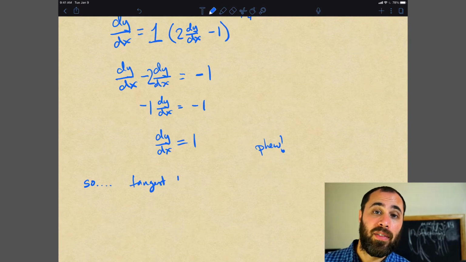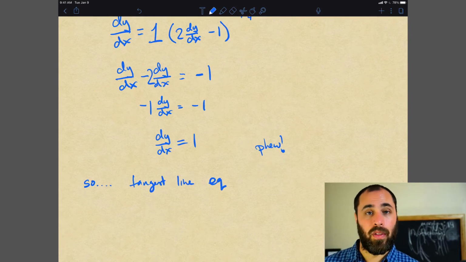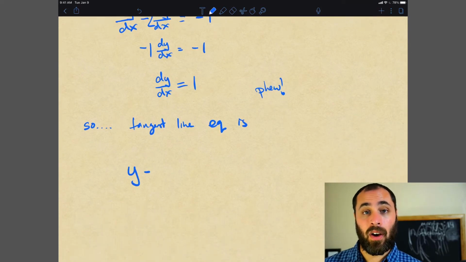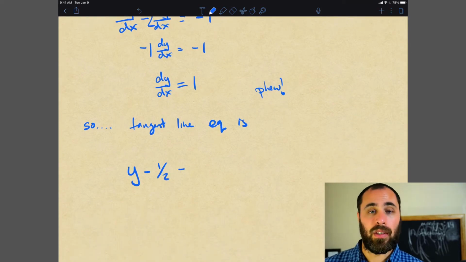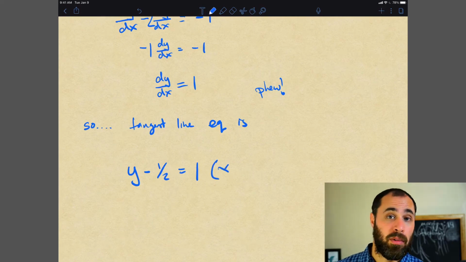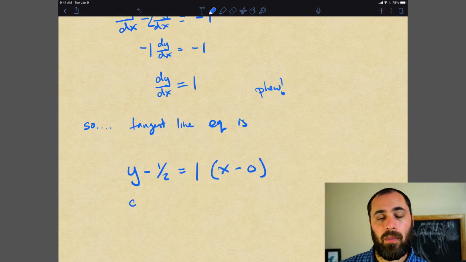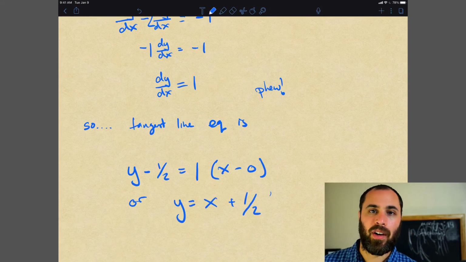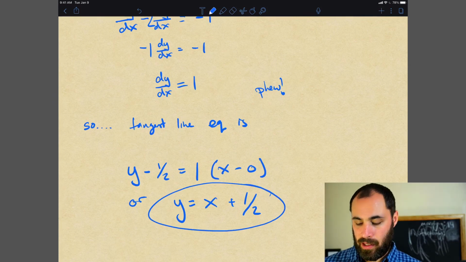We need the equation of the tangent line. So we found the slope is 1. We know the point (0, 1/2) is on that line. We can plug it in using point-slope form, and you're welcome to leave your answer just like that. Or we can add 1/2 to both sides and put it into slope-intercept form. And if you look at the graph again, I think you would agree that this is the correct answer. Nice job.